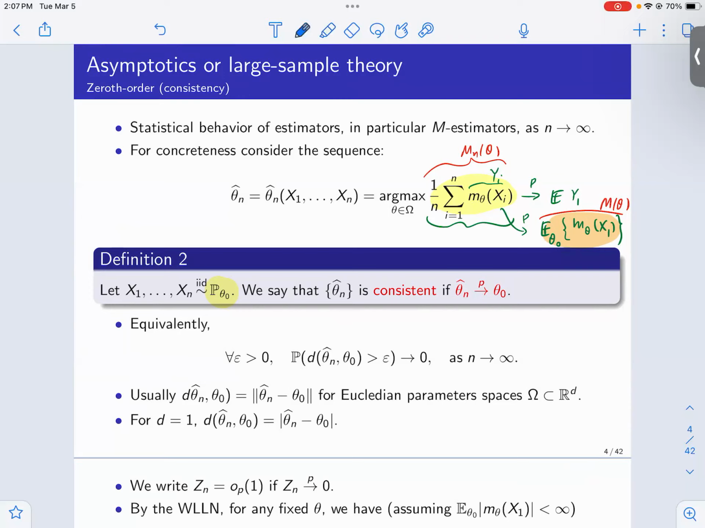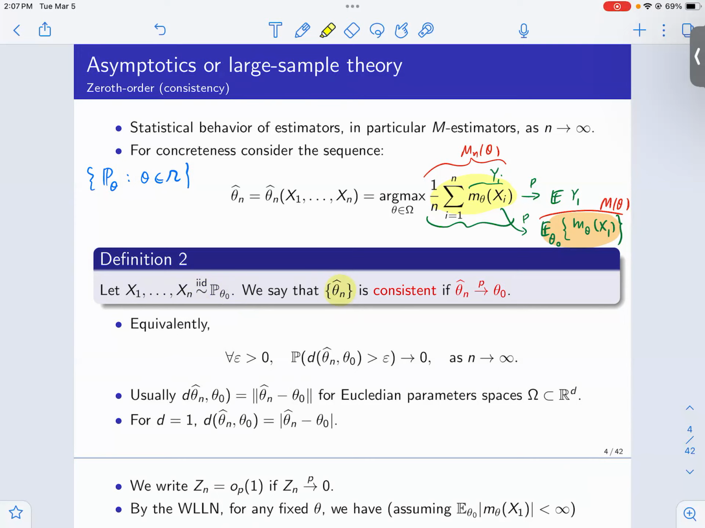Some of the things that they discuss are even more general. So you have this family. Hopefully theta naught is within this parameter space, but even if it's not, you can adapt these arguments. But for now, let's say there's a true theta naught in the parameter space, and you're generating data IID, and we would like to understand the asymptotic behavior of this.